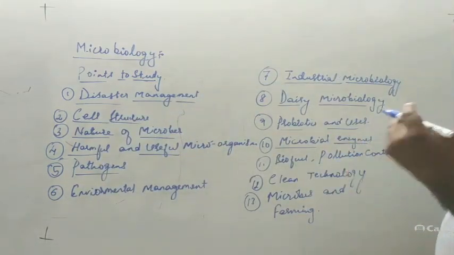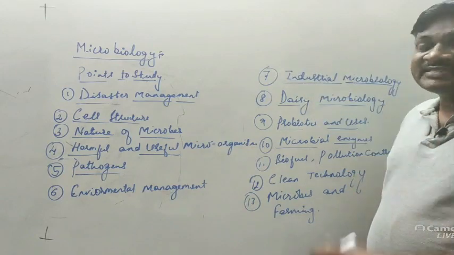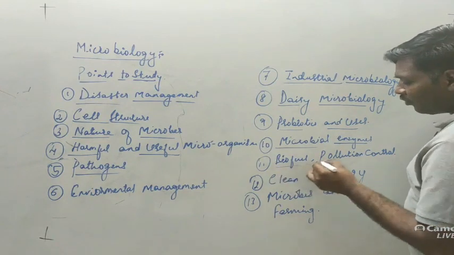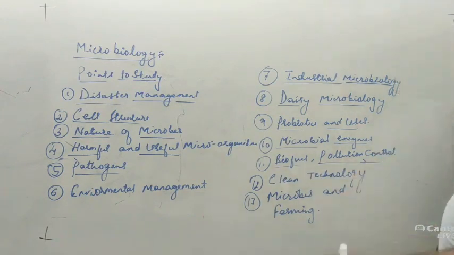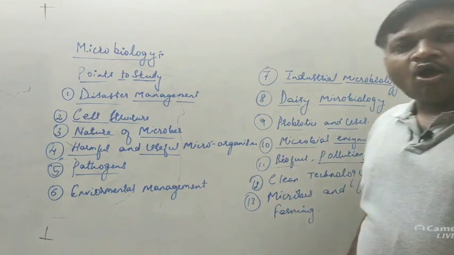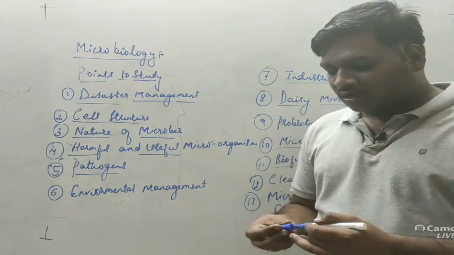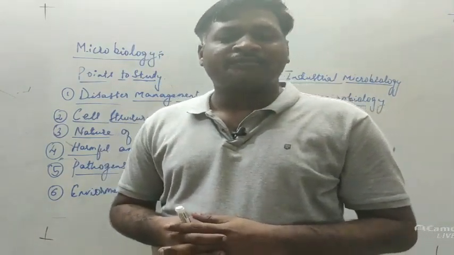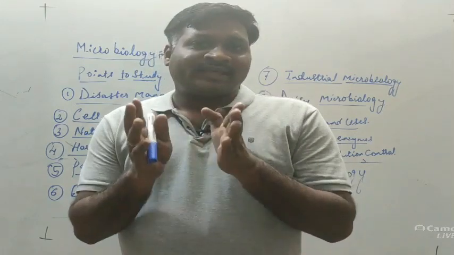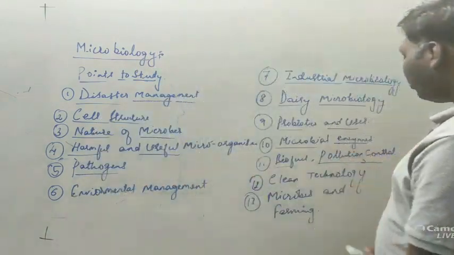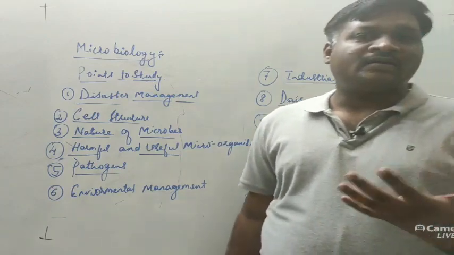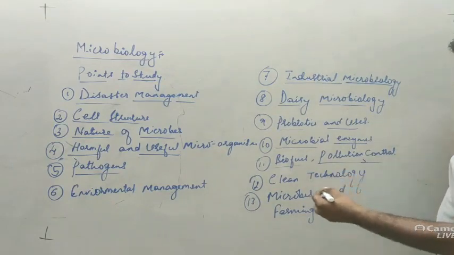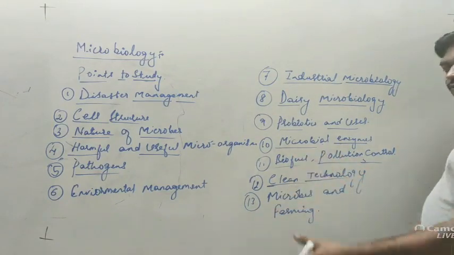Then proteases. Different types of enzymes are there: lipases, proteases, nucleases. So different types of microbial enzymes can be used. Then biofuel: how biofuel is produced with the help of microorganisms, and how it is also implemented in pollution control. If we talk of pollution, different types are there: air pollution, water pollution, soil pollution. All these pollutions can be controlled with the help of microorganisms. So microorganisms play a great role in protecting our environment also. Then clean technology, which is again associated with pollution control.